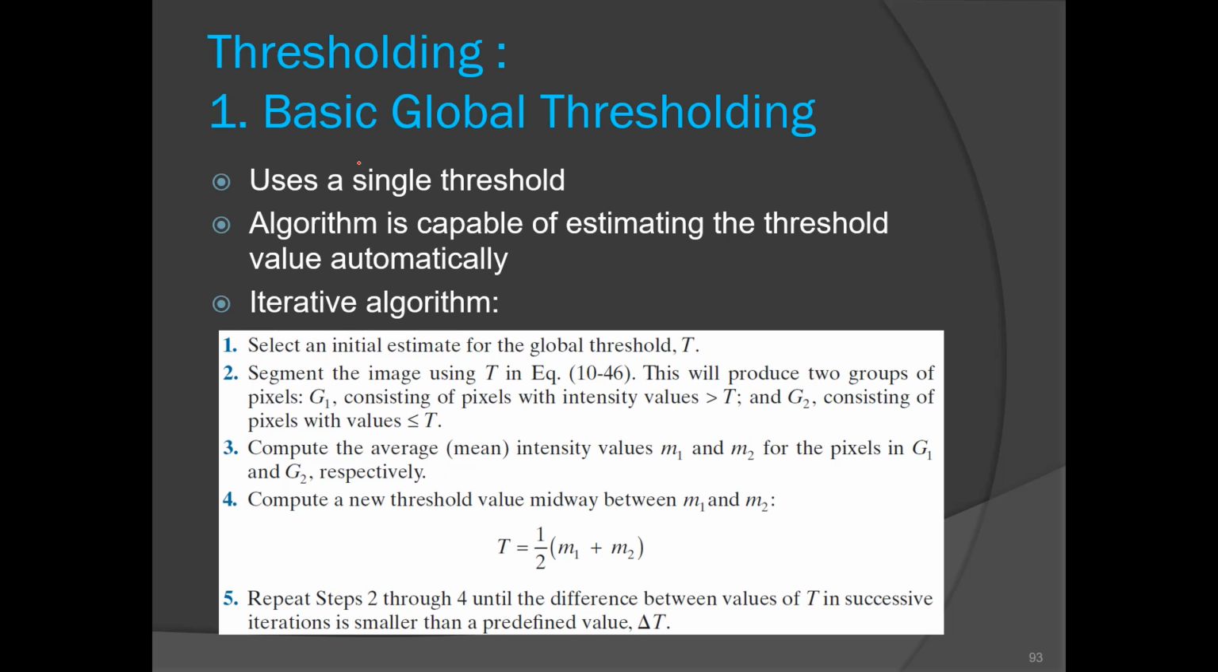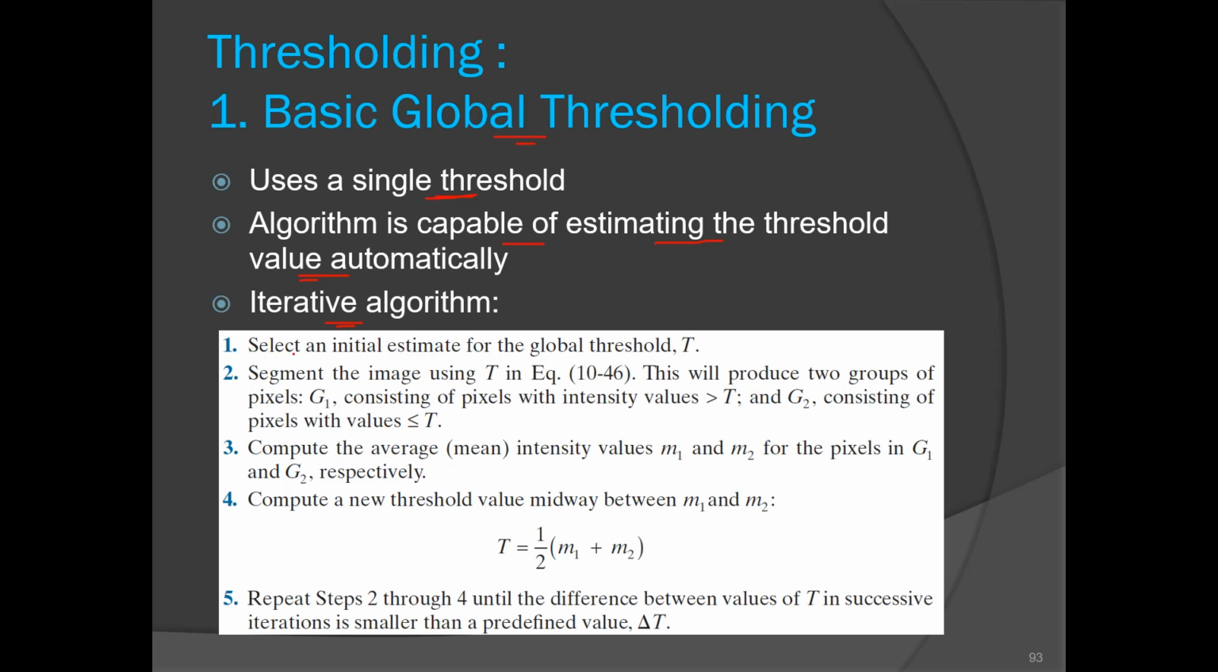Okay, so first we are going to study this iterative algorithm for global thresholding. So we know that global thresholding uses a single threshold. Okay, and this algorithm is capable of estimating the threshold value automatically. So we don't have to set the value of threshold. This algorithm will itself calculate the value. Okay, so see the algorithm.